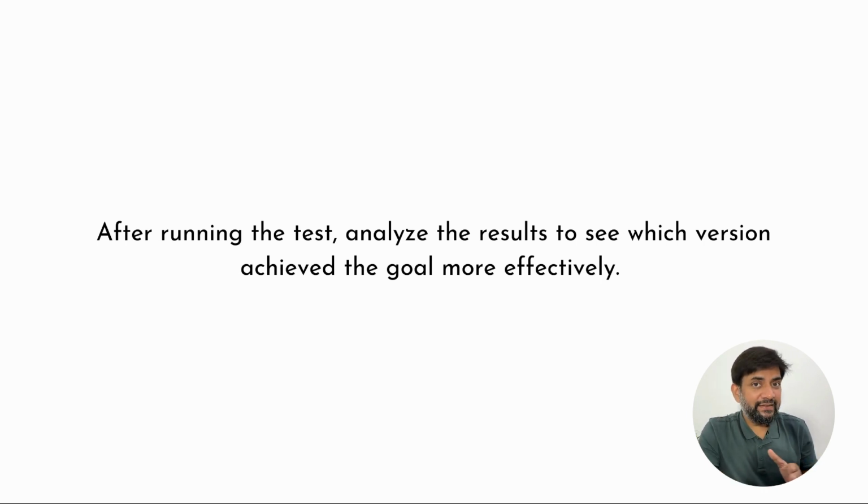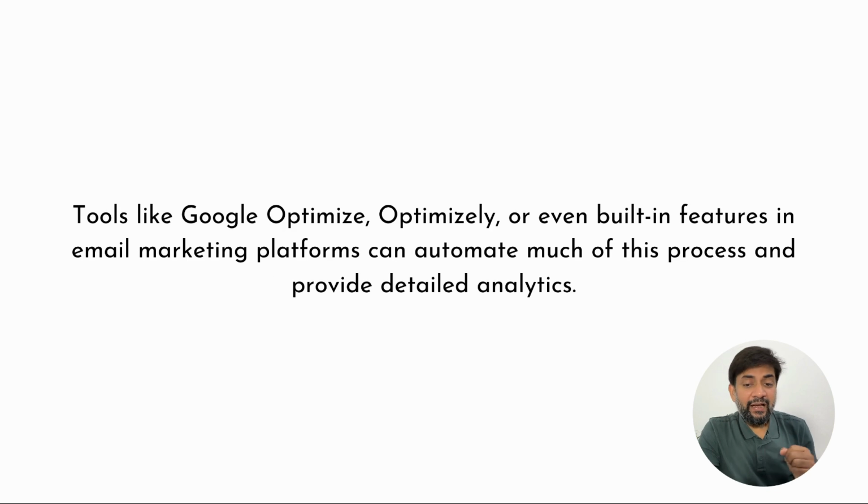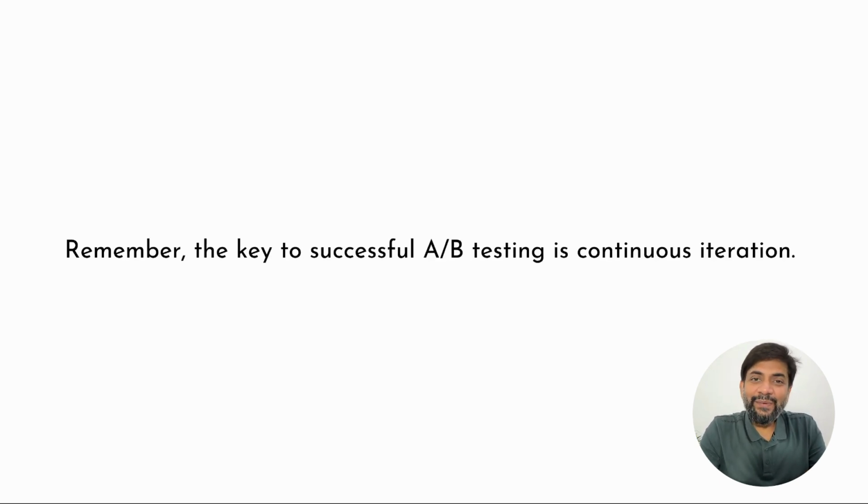Then split your audience randomly. This you can do using different tools and serve each half one version of the content. It's crucial to ensure that the sample size and test duration are sufficient to gather meaningful data. After running the test, analyze the results to see which version achieved the goal more effectively. Tools like Google Optimize, or even built-in features in email marketing platforms can automate much of this process and provide detailed analytics for you. Remember, the key to successful A/B testing is continuous iteration.